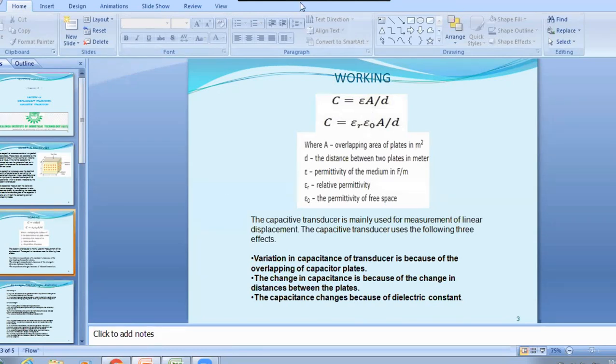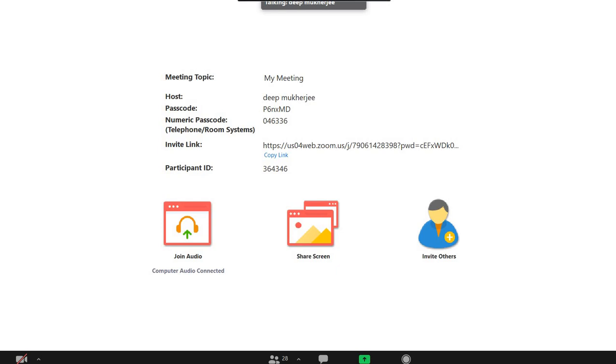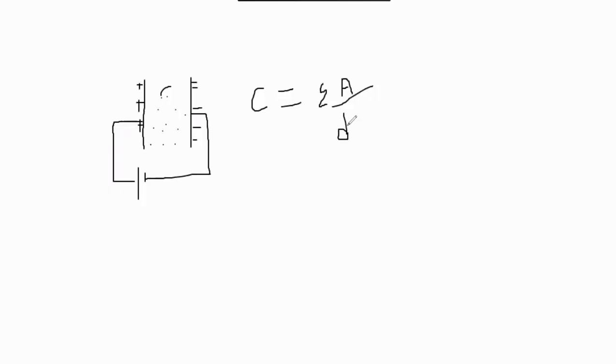Now what is happening? C equals epsilon A by d, where d is the distance between these plates. If we increase the distance between the plates, the capacitance will decrease. If we increase the area, or increase the dielectric medium, you can see the capacitance will increase.